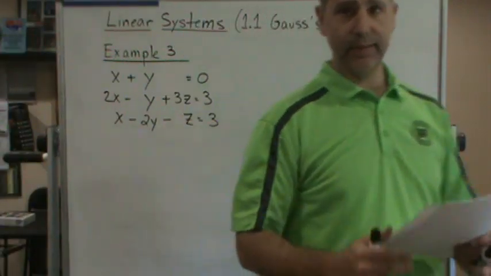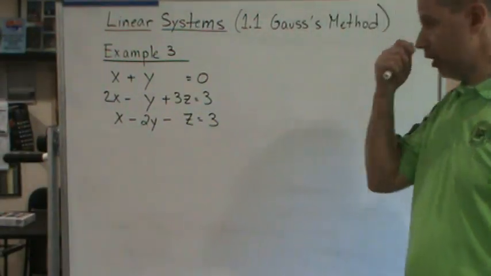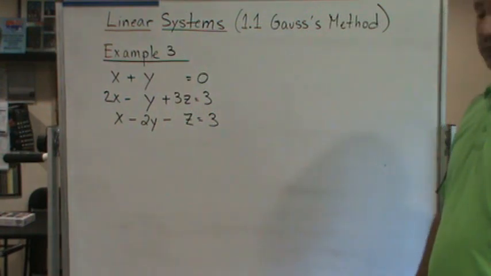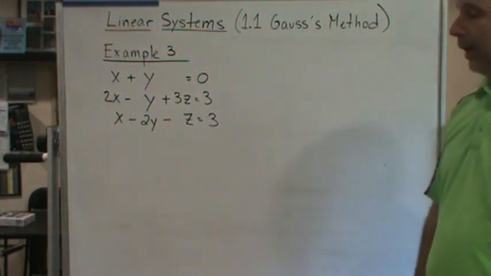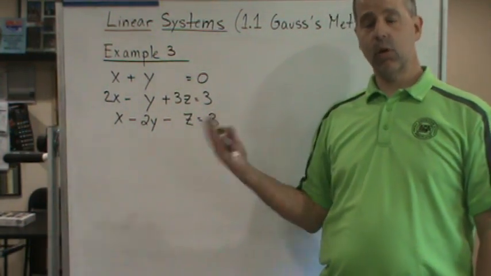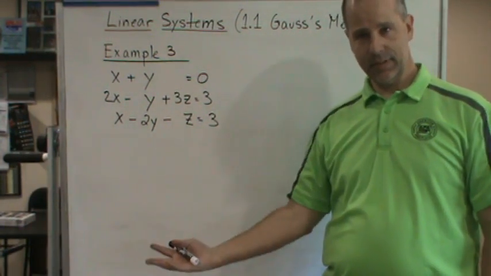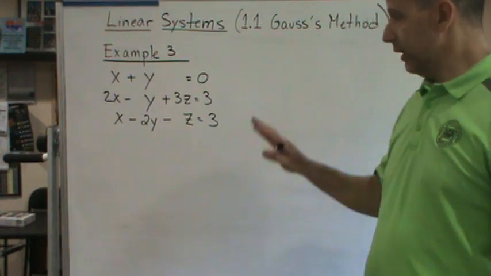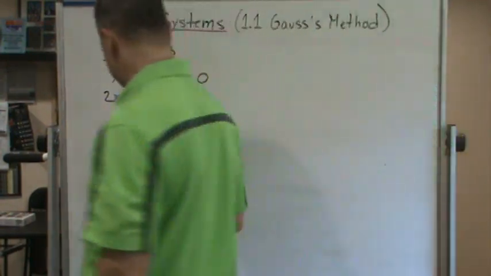Okay, so in this example, we're going to solve this using Gauss's method. A couple of things also to realize is that we can do multiple row operations in the same step. So we're going to do a couple of them in this first step.